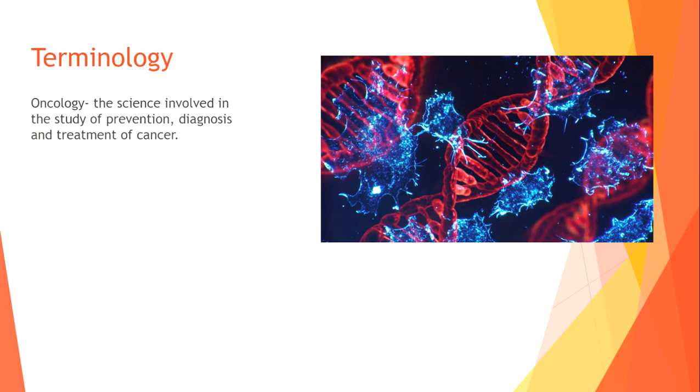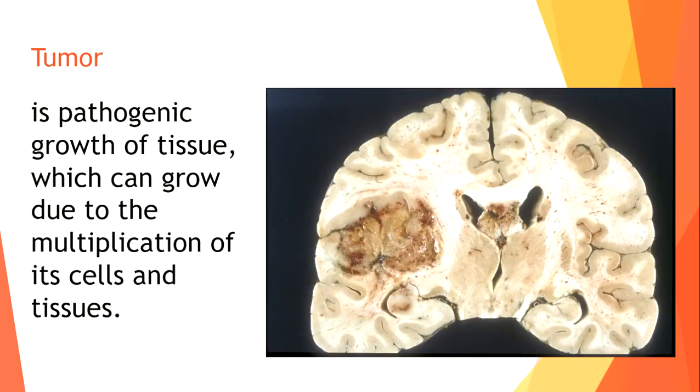You must understand what it means, cancer. Cancer is a malignant tumor which grows from the epithelial tissue, but we have different types of tissue which can grow into malignant tumors. So, what is a tumor? A tumor is pathogenic growth of tissue which can grow due to the multiplication of its cells and tissues. Here, for example, we see two tumors in the human brain.